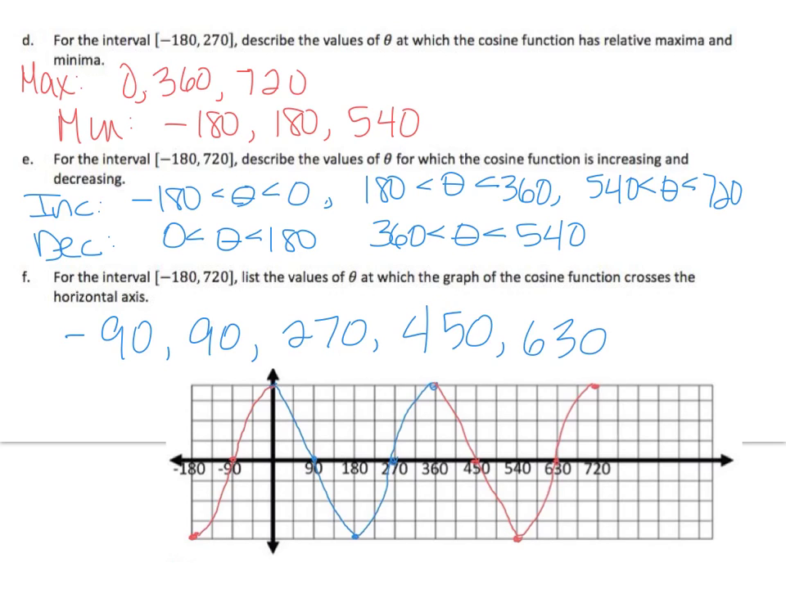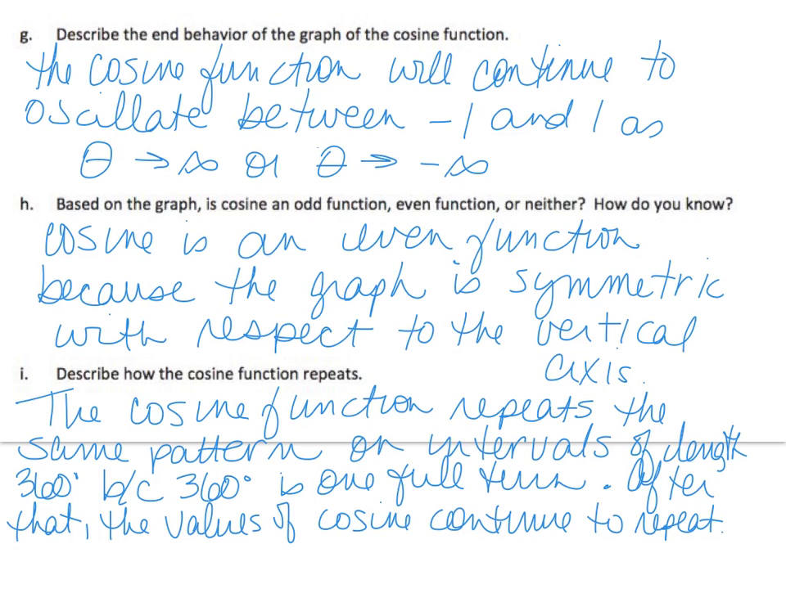We cross the horizontal axis at negative 90, 270, 450, and 630. To keep on answering our questions, our end behavior, we're going to oscillate between negative 1 and 1 as our theta goes to infinity and negative infinity, just like sine. Based on the graph, is cosine an odd function, an even function, or neither? How do you know? Well, this one is an even function because the graph is symmetric with respect to the vertical axis.